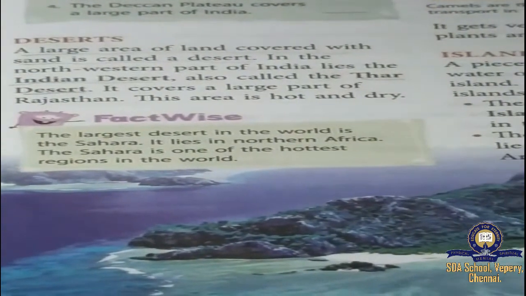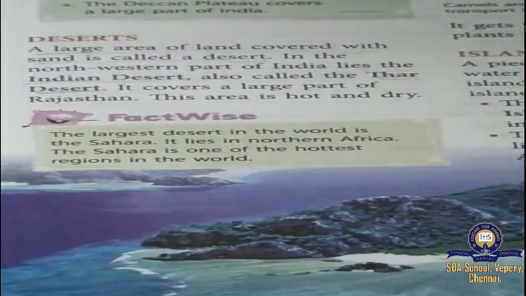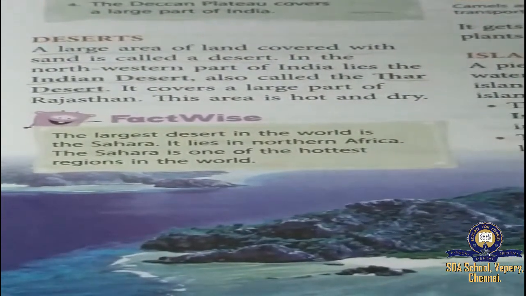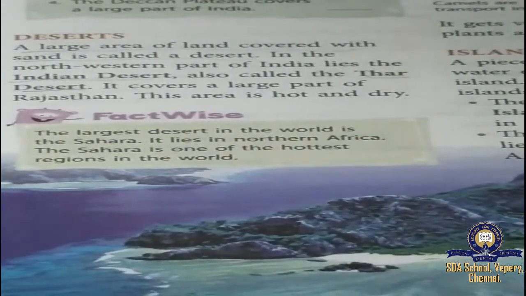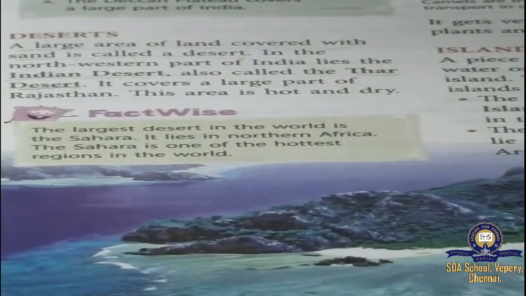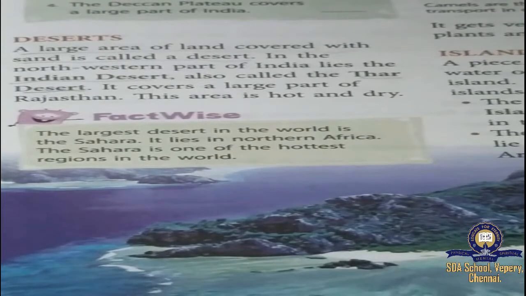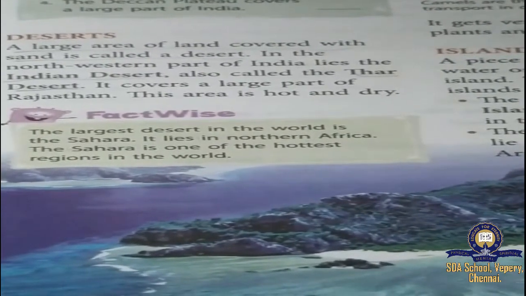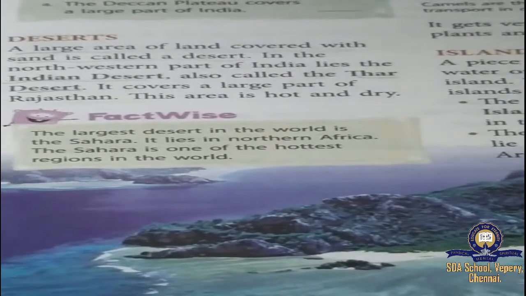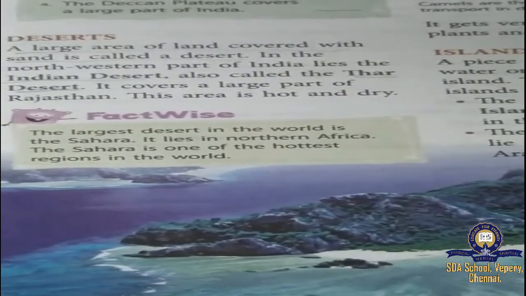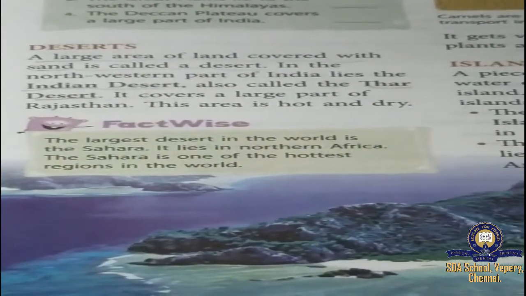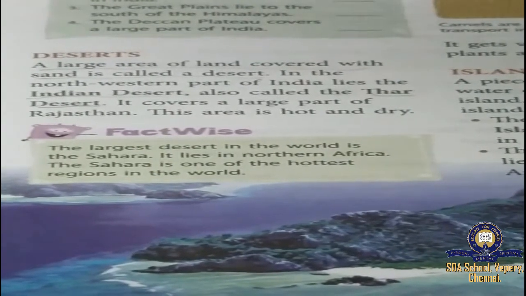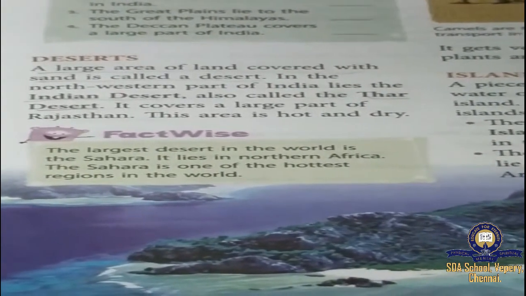In the northwestern part of India lies the Indian desert. Where does the Indian desert lie? It lies in the northwestern part. The Indian desert is also called the Thar desert. A desert is a large area of land covered with sand. An example is the Indian desert, also called the Thar desert. It lies in Rajasthan.